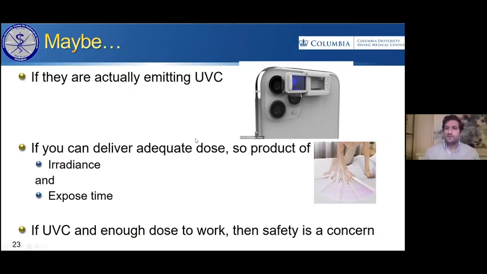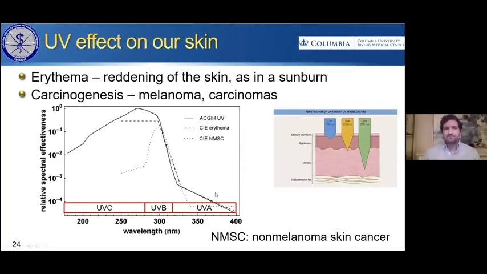But if you do have UVC coming out of the device and enough dose to work, then you might have to worry about safety. UV has an effect on our skin. Two of the most common problems are erythema, which is a reddening of the skin, as in a sunburn, and carcinogenesis, which might lead to melanoma or carcinoma. The relative danger of each of these is, once again, wavelength dependent.